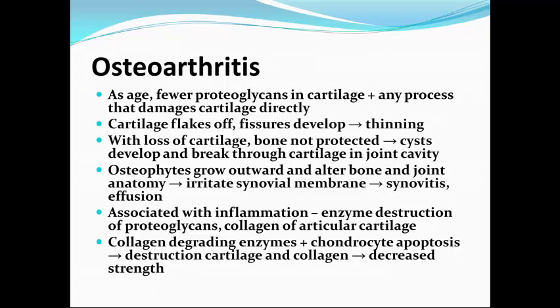Now, this whole process is associated with inflammation and with that inflammation, as we talked about, enzyme destruction of the proteoglycans and the collagen of that articular cartilage. In addition, you'll see cartilage-degrading enzymes as well as apoptosis of the chondrocytes. Remember, chondrocytes are the cells that are in the cartilage itself, and these are actually the cells that produce that collagen matrix, so important to that articular cartilage. When you have cartilage-degrading enzymes as well as death of the cells that actually make the cartilage, the chondrocytes, that's going to lead to destruction of the cartilage and the collagen, and therefore the end result of this is decreased strength.